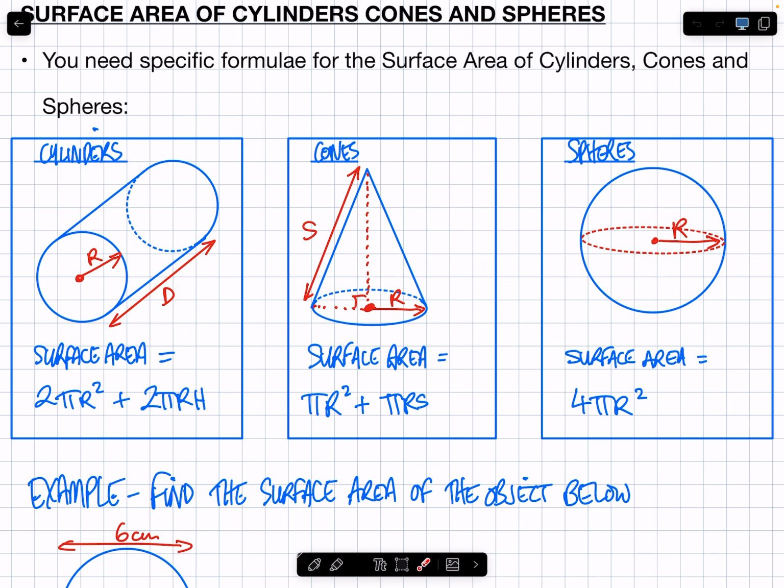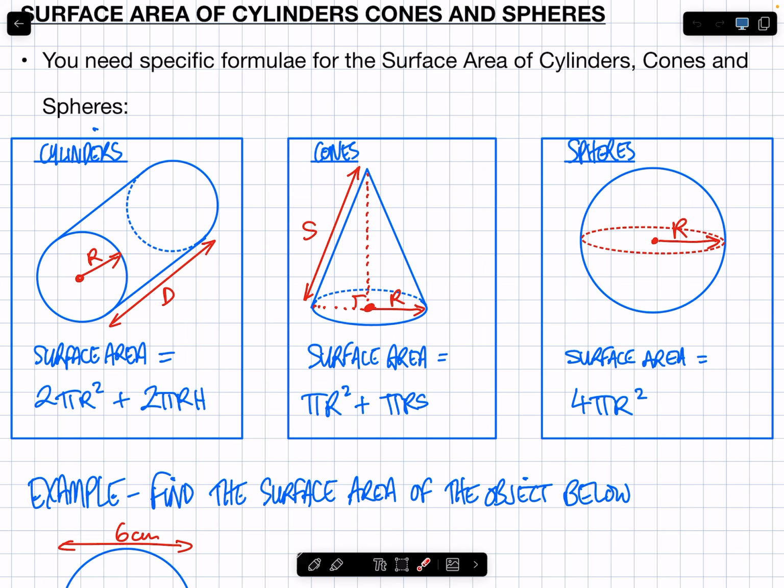You need specific formulas for the surface area of cylinders, cones, and spheres. Can someone remind me, was there a formula for finding the surface area of something that had flat sides? Yes. What was it? The sum of all the areas. Yes. If it had flat sides, there wasn't a formula for a rectangular prism. There wasn't a formula for a pyramid. You had to work out what shapes were on all the sides and then add them all together.